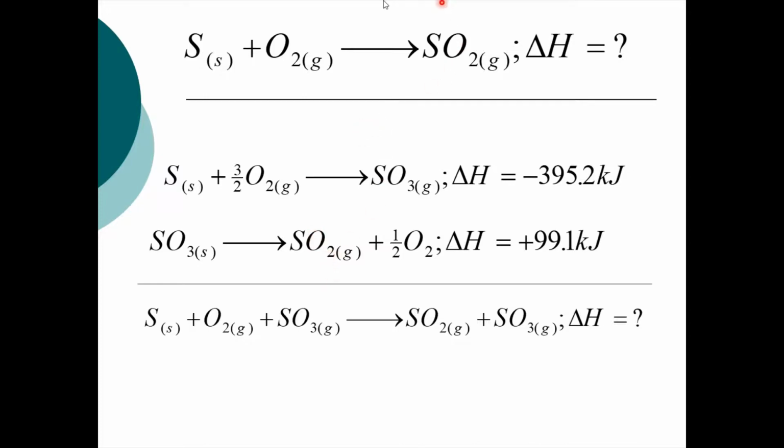Now, I told you I want this equation. This one is not exactly this one yet, but you'll notice that this equation has SO3 on the left, SO3 on the right, and since they both are the same thing, just like you did in math, you can go ahead and cancel the two out. And by canceling the two out, once we get rid of the SO3 here and the SO3 here, you're just left with an S and an O2, going to form SO2, which is the equation we want.